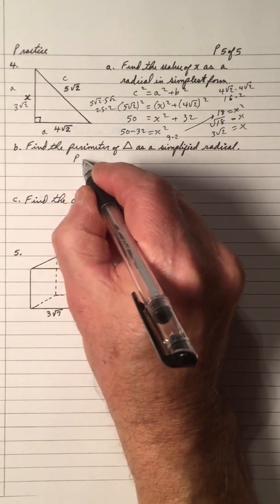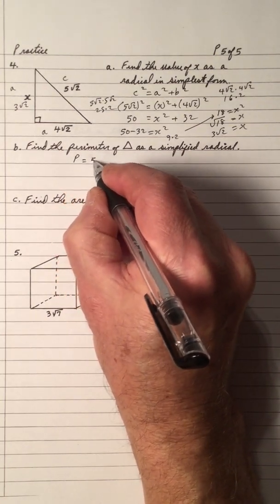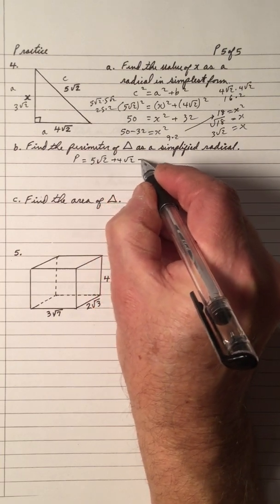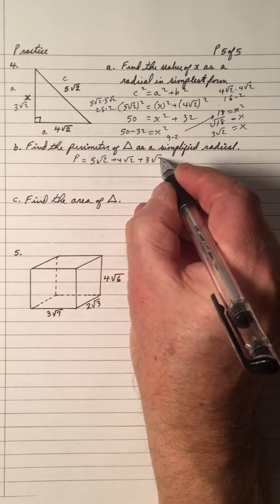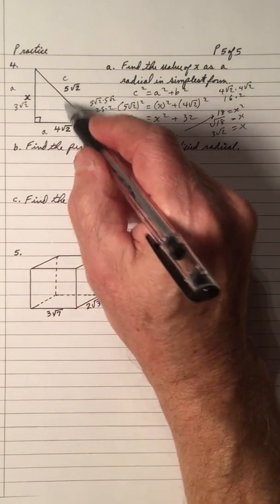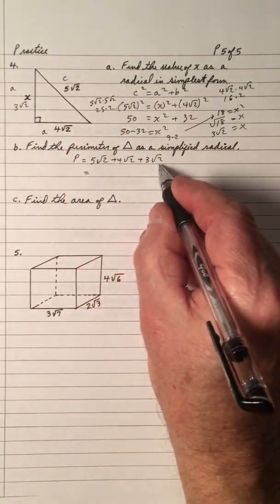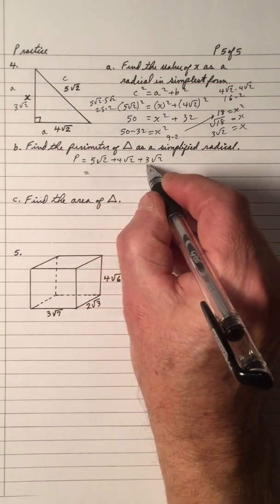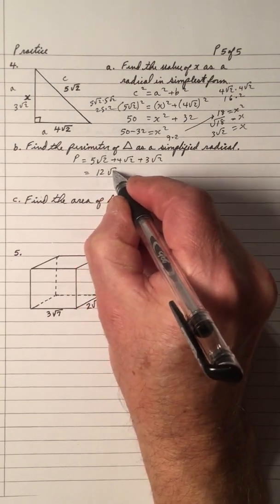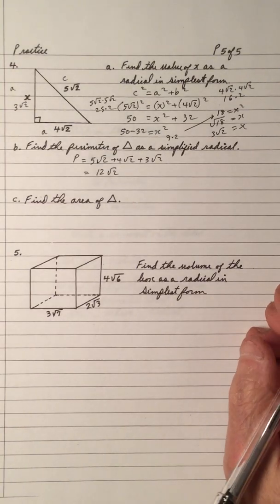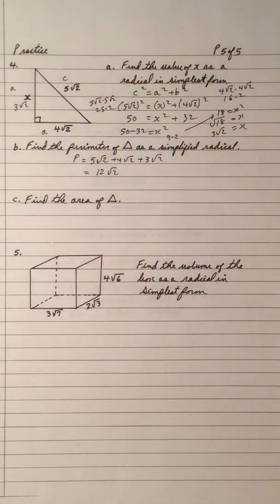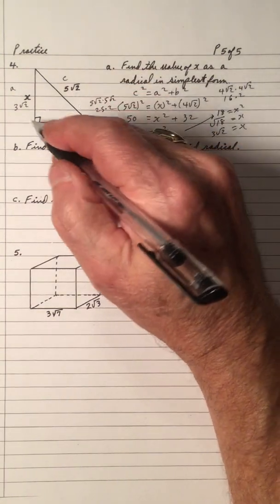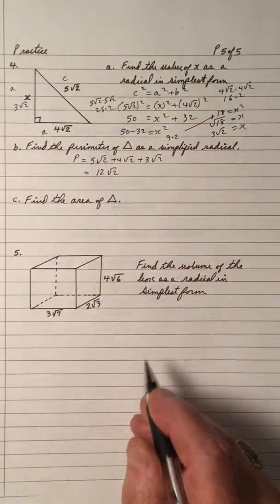The perimeter is to add up all the sides. So it's 5 root 2, add on 4 root 2, add on 3 root 2. Notice that all the radicals are the same, so they're like terms. So 5 plus 4 is 9, plus 3 is 12. So that's 12 root 2 as the perimeter. We're not looking at the length as in centimeters, we're just looking at the numbers. If that was centimeters for all these, this would be the perimeter in centimeters.